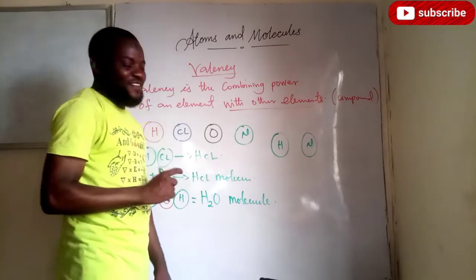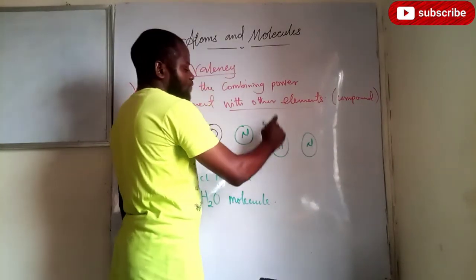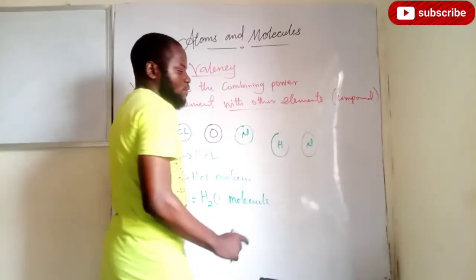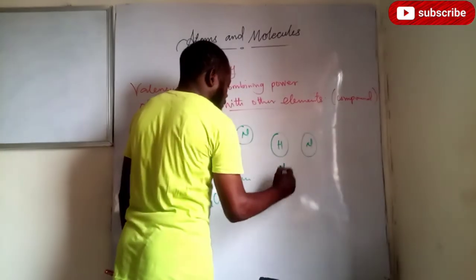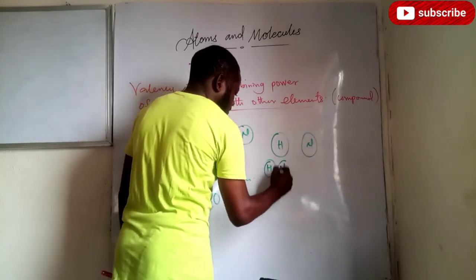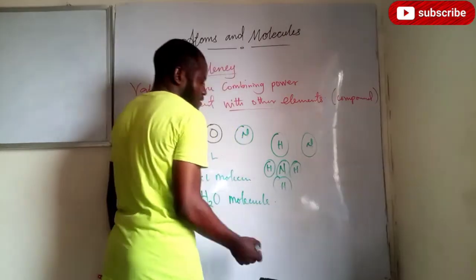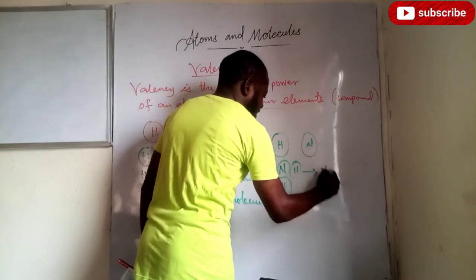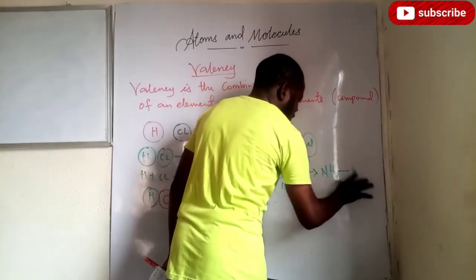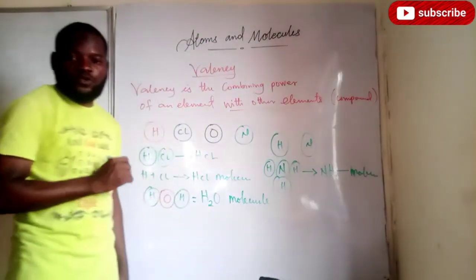You can pause the video and give us that. Okay, we need 3 atoms of hydrogen to combine with 1 atom of nitrogen. So this will give us NH3. So this is 1 molecule of ammonia. Are we together now?